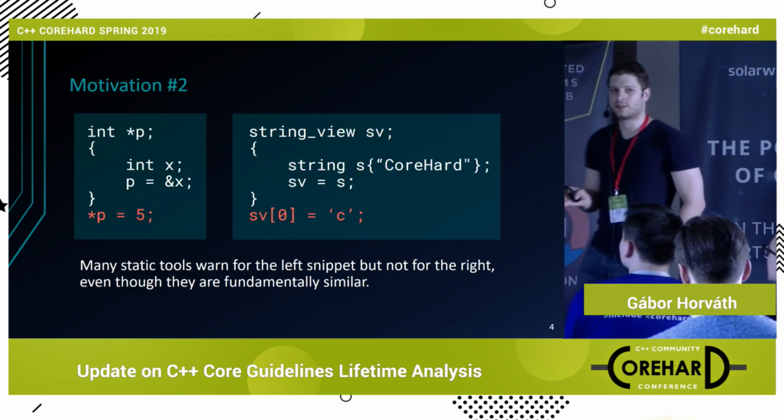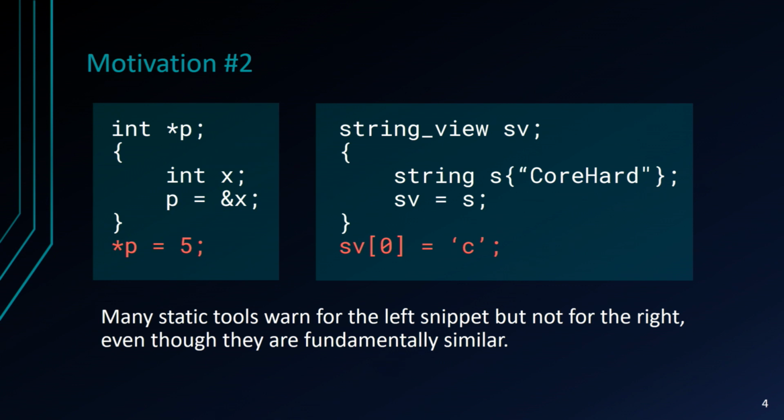So let's look at some code snippets. The one on the left has some raw pointers, and basically the raw pointer p will point to the local variable x, and the local variable x will go out of scope, so p will dangle, and then we will dereference a dangling pointer. In the other code snippet, we have a string view that will similarly refer to a local std::string object, and the std::string object will go out of scope, and we will have a dangling string view, and if we use a string view, then that is undefined behavior.